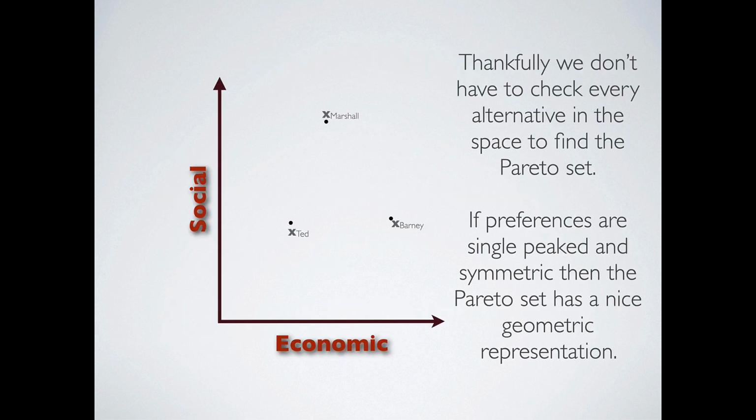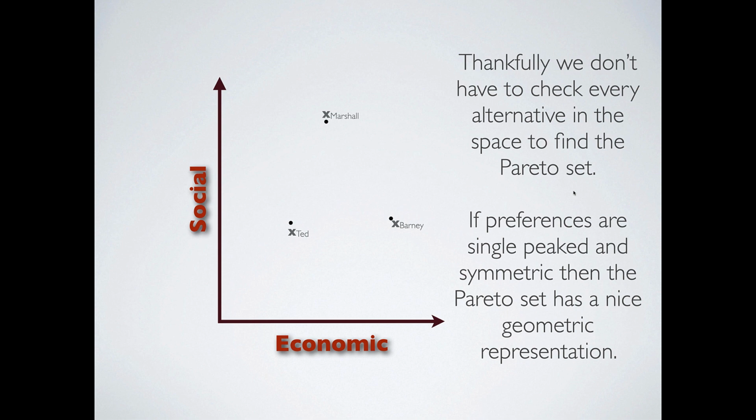So how do we find the Pareto set? Do we have to check every point in the space? I hope not, because there's an infinity of points in the space. We could do a grid search, right? We could go every half unit if we had numbers on these axes and do a grid search and maybe map it out, but we don't need to do that. The Pareto set actually corresponds to a geometric idea.